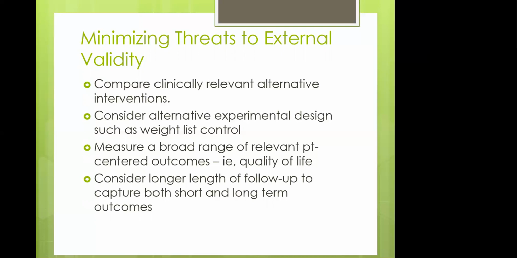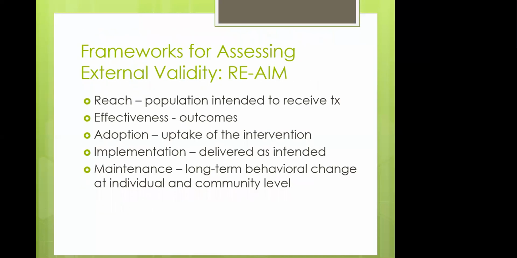You can also measure a broad range of relevant patient-centered outcomes, things like quality of life, and this just helps with getting a clear picture of all the potential influences that the intervention could have on the outcomes. And then consider a longer length of follow-up to capture both the short-term and the long-term outcomes. And so the repeated measures design really helps with this.